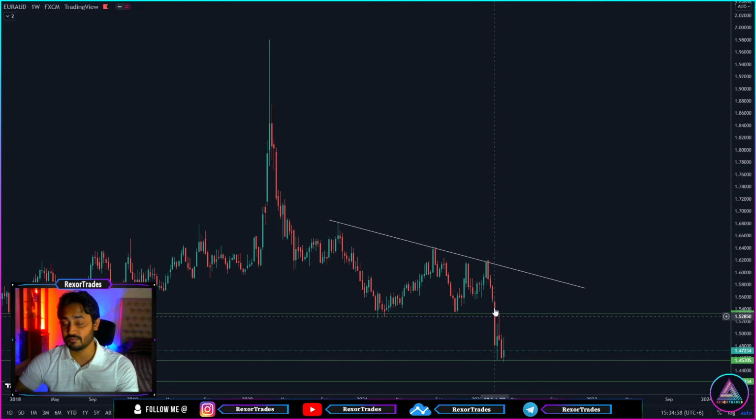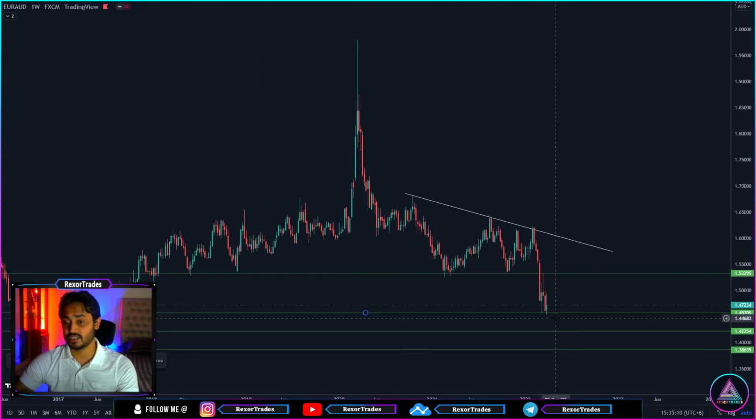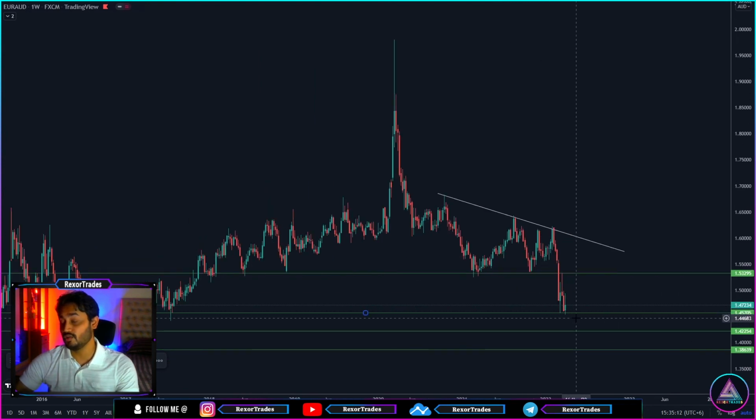EURAUD building momentum, building this bearish momentum over here on this key level. As you can see, all this price rejection, then this bearish engulfing candle being formed over here, and this candle closing above this key level with this price rejection. So seeing all these things, EURAUD looks really bearish.